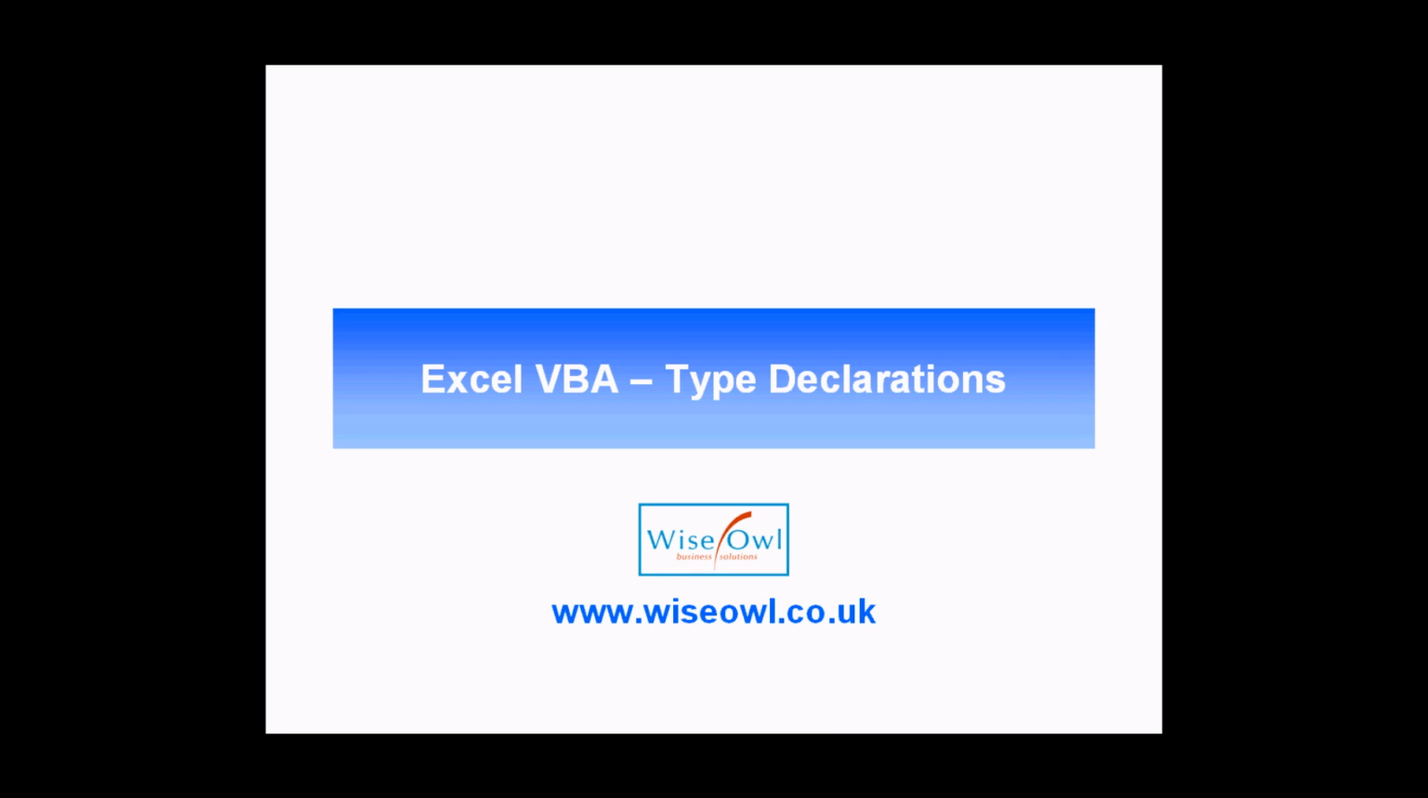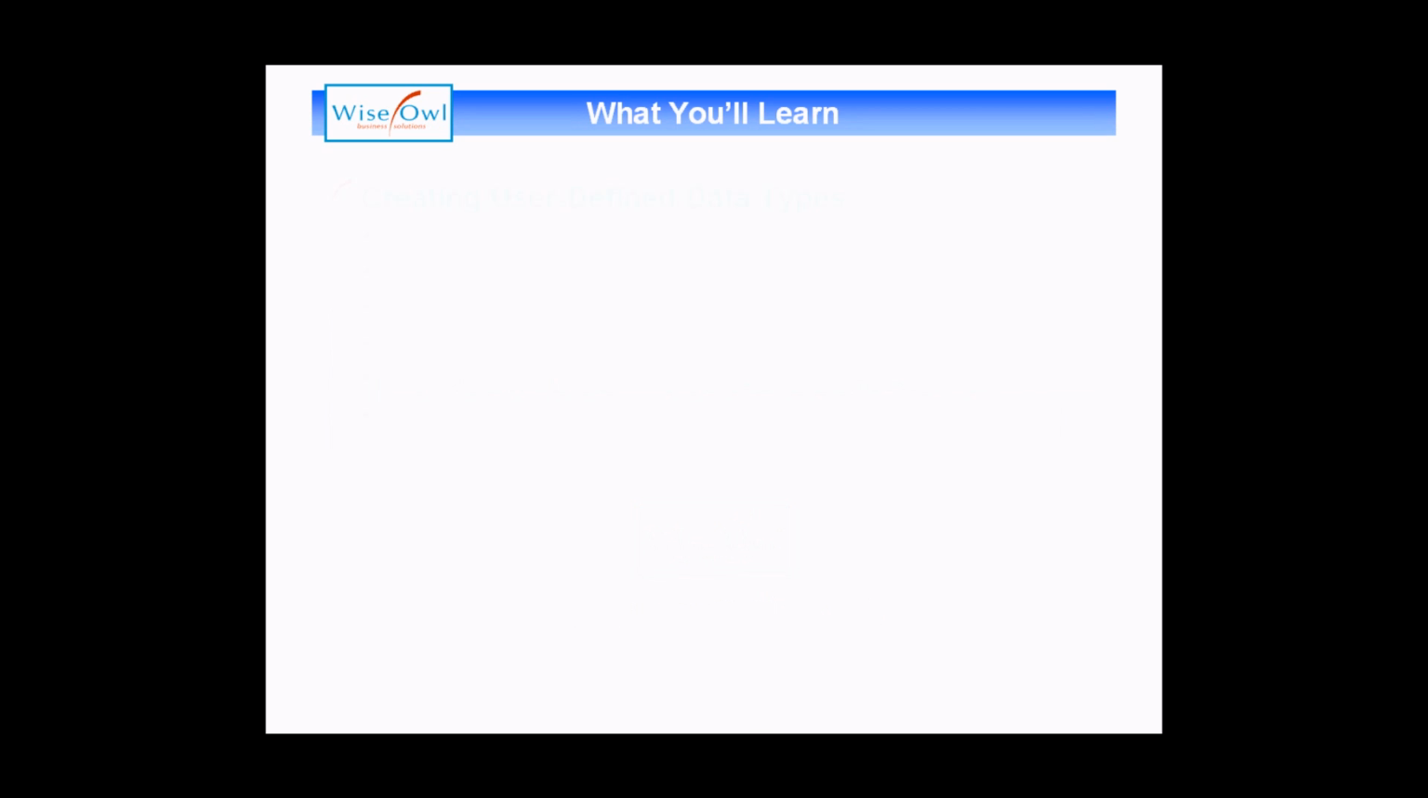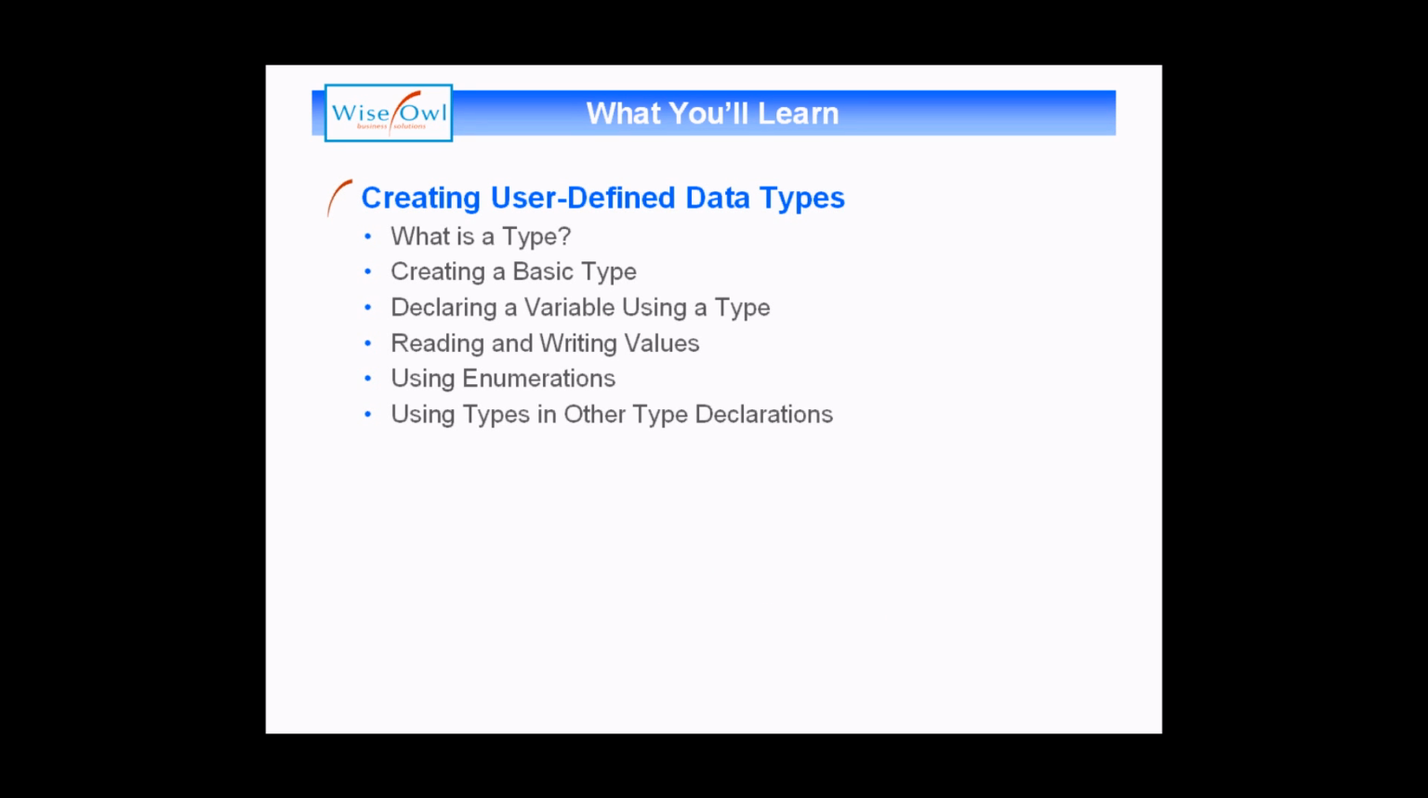In this video, we're going to explain how to use type declarations in Excel VBA. So the video is all about how you can declare your own user-defined data types in VBA. We'll start by explaining what a type is and why you might want to consider using one in the first place, before we show you how you can declare your first basic type.